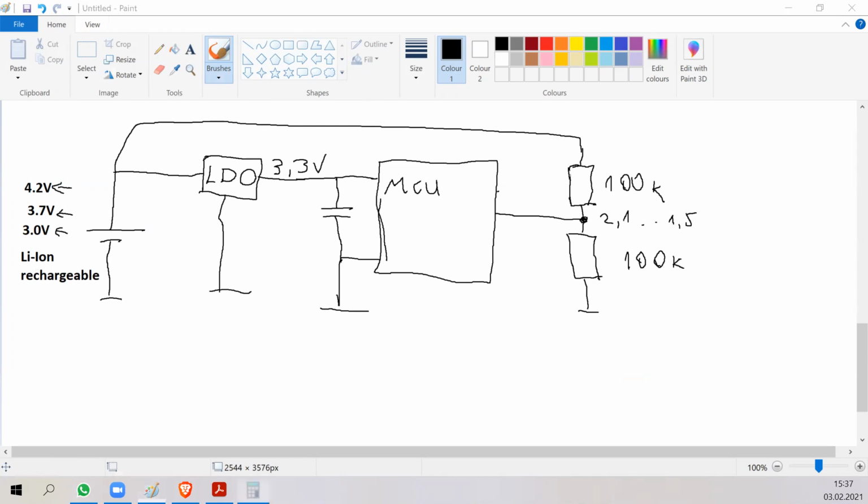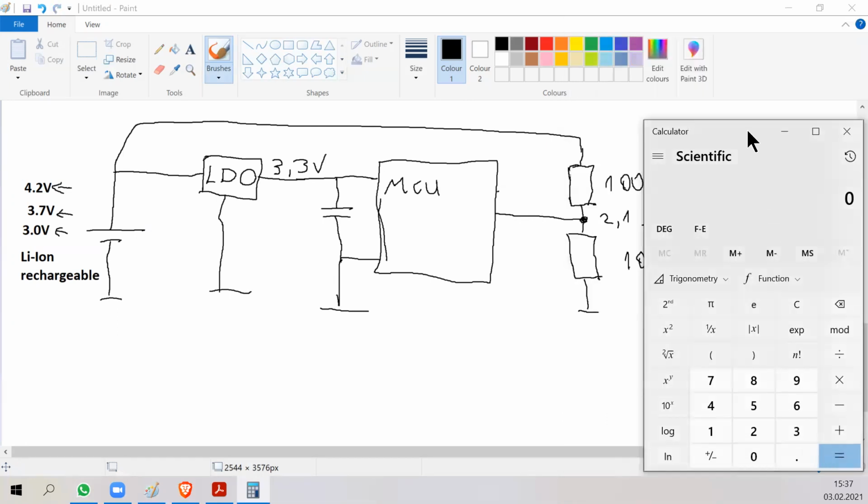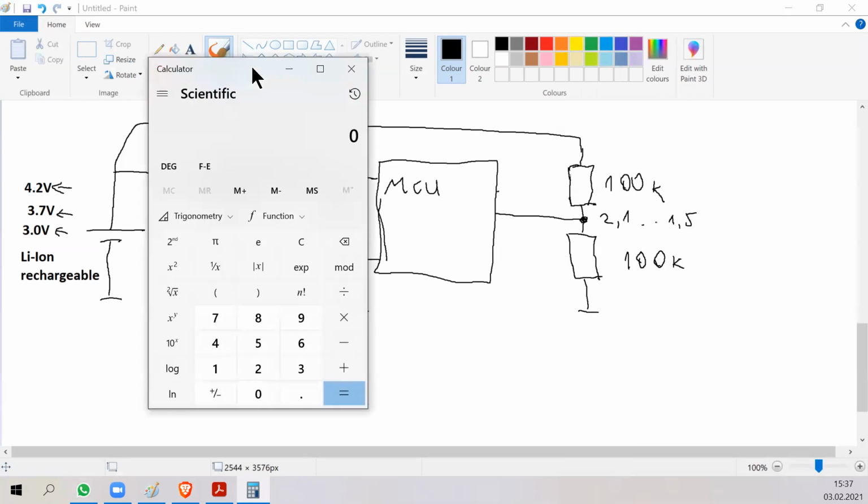And even though you might take a calculator and calculate what the discharge will be. So it's 4.2 volts divided by 200 kilo ohms times 1 million, you get 21 microamp. And you might think, oh, 21 microamp is such a small current, right?